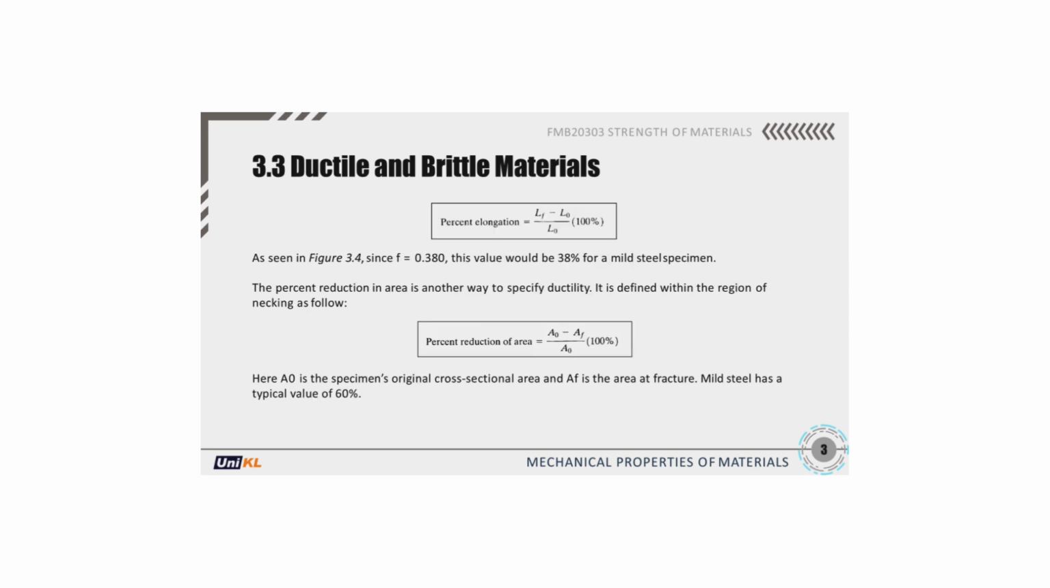Measuring ductility, percent elongation. Percent elongation equals fracture strain times 100%. If L is original gauge length and L_F is at fracture, percent elongation equals L_F minus L, over L, times 100. For the example curve, epsilon_f equals 0.380, giving 38% elongation. Here A0 is the specimen's original cross-sectional area and AF is the area at fracture. Mild steel has a typical value of 60%.